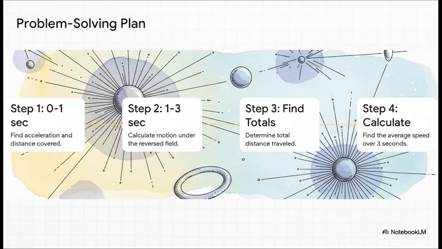So our plan of attack is pretty straightforward. First, we'll use that first second of motion to figure out the car's acceleration, which tells us how strong the electric force is. Once we know that, we can figure out exactly what happens when that same force suddenly starts pushing the other way for the next 2 seconds. We'll just track the whole journey, find the total distance it traveled, and then we can calculate the average speed. It's the perfect way to connect electric fields to the motion we can actually see.